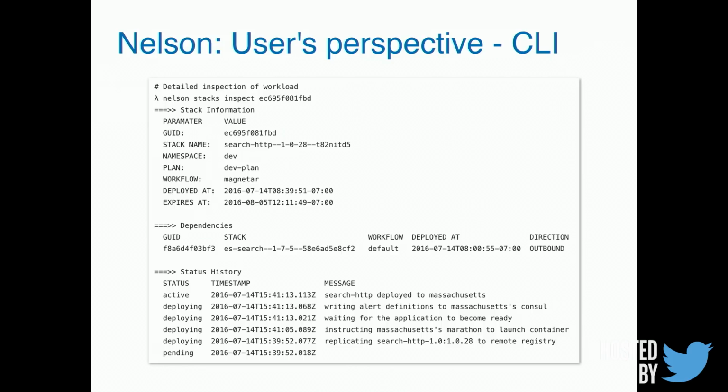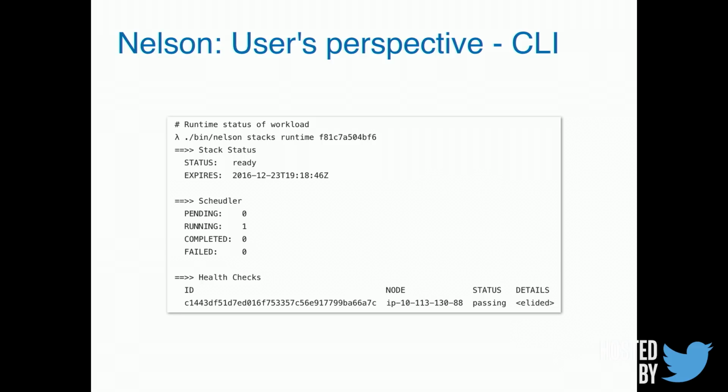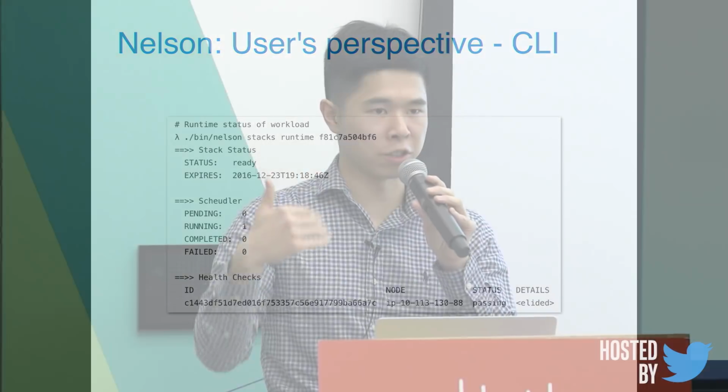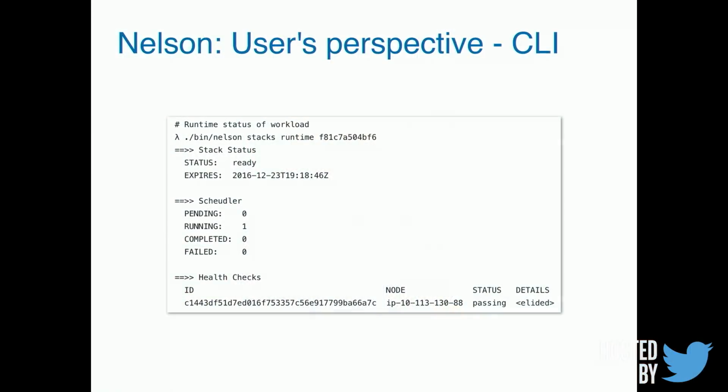Nelson also lets you do some basic runtime information. So this is the nelson stacks runtime command. That will give you just health checks for your workload. Those health checks can be written inside that initial Nelson manifest file. So you can use nelson stacks runtime to get that kind of runtime information. But beyond this, the tool is intentionally not intended to give you application logs the way kubectl logs might. That's all assumed to be in Kibana or Splunk or something.